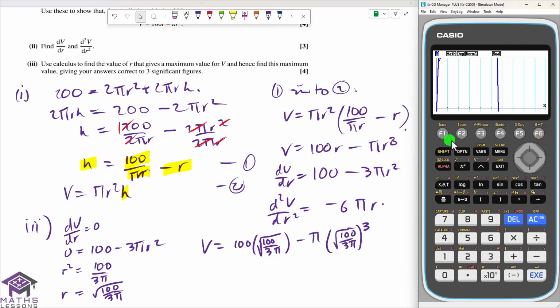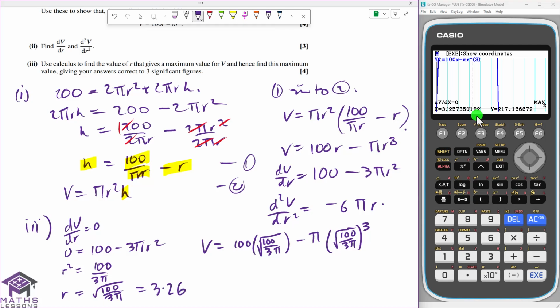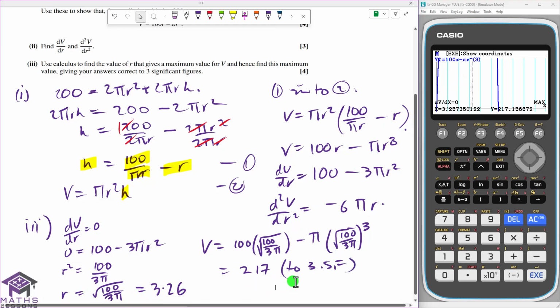Let's draw that. And we can see it goes off the scale, but it doesn't matter because it's clearly gone up and come down. So therefore, there must be a maximum in our domain. We can just press graph solve and get it to find the maximum value. And it tells us that x, or our r in this case, is 3.26. And our V, if we were to work this all out, equals 217 to 3 significant figures. And if you work these two things out, you will see that they are equal to these two values. So you can always check your answers to make sure they are right.